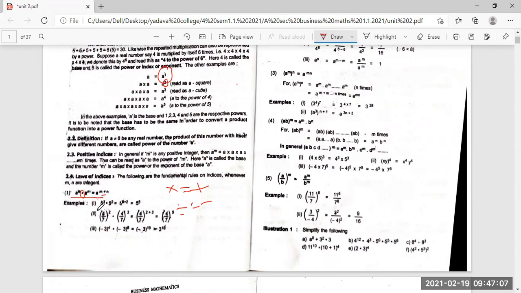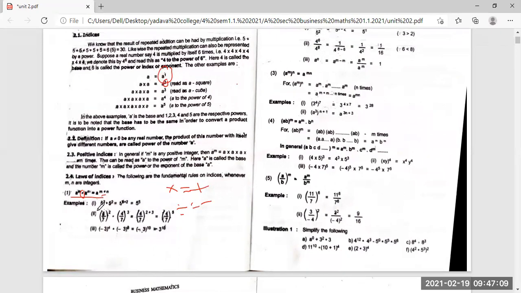So first problem: 5 to the power of 3 into 5 to the power of 2. This is a multiplication, so the power is converted to plus, since both the bases are the same. So we are taking 5 to the power of 3 plus 2, that is 5 to the power of 5 is the answer.